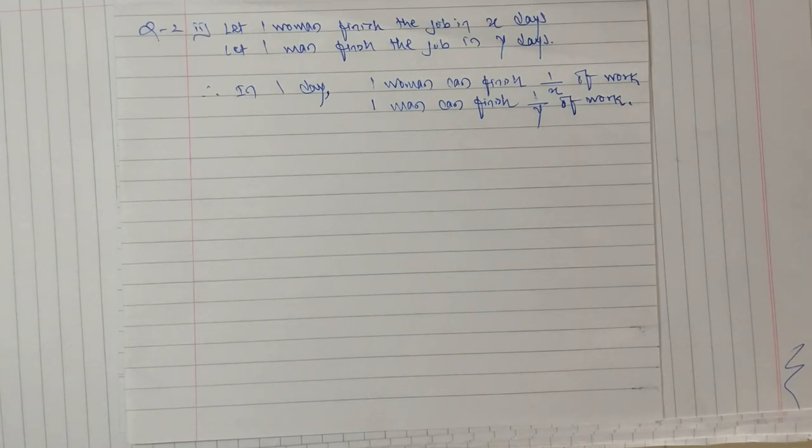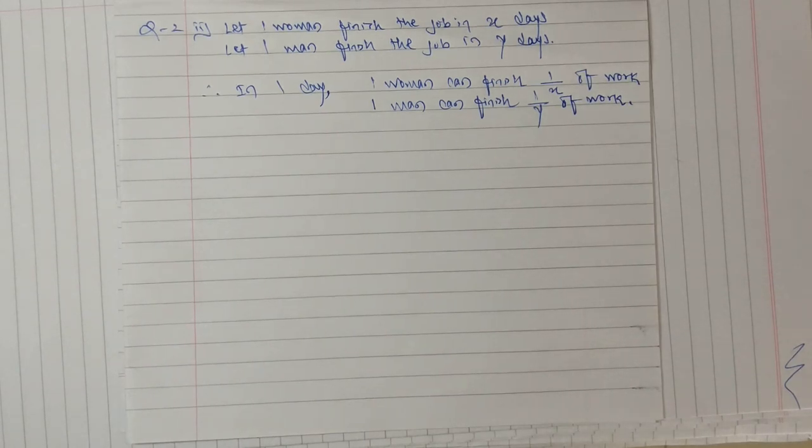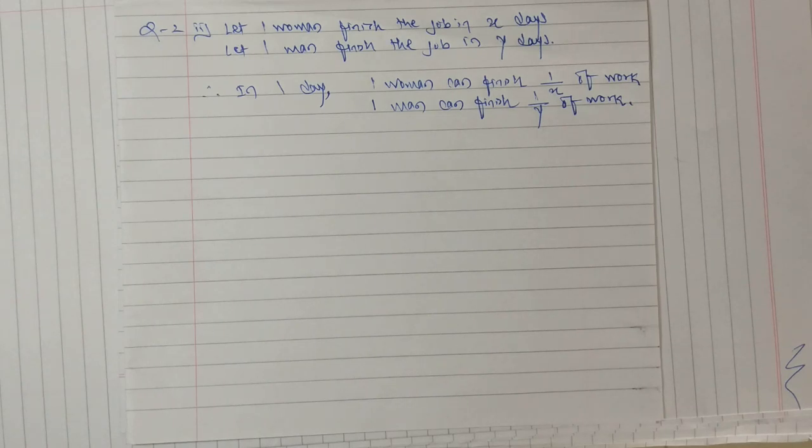These are the statements you will write, you have to write in each and every time and work problem. Let 1 woman finish the job in X days, let 1 man finish the job in Y days. Therefore in 1 day 1 woman can finish. Suppose you are doing your homework and you are taking 3 days to finish your homework. So in 1 day how much homework are you doing? You are doing 1/3 of the homework in 1 day. Suppose you are reading a book and you can finish the book in 2 days. In 1 day how much book are you reading? You're reading half the book.